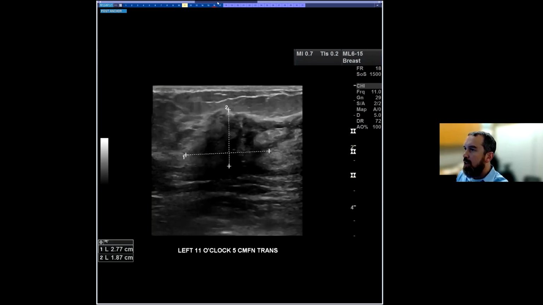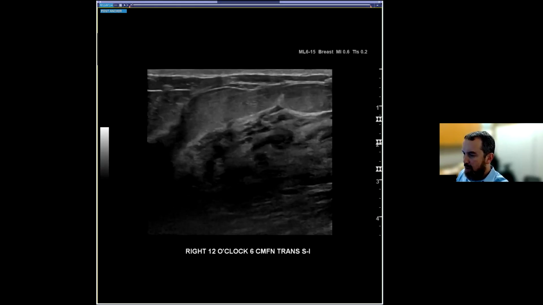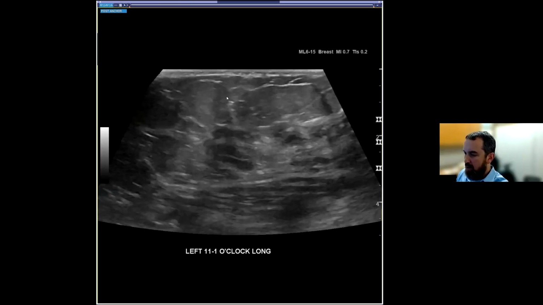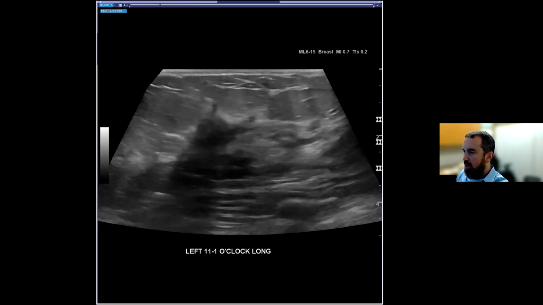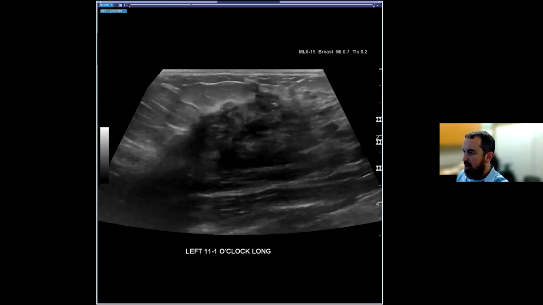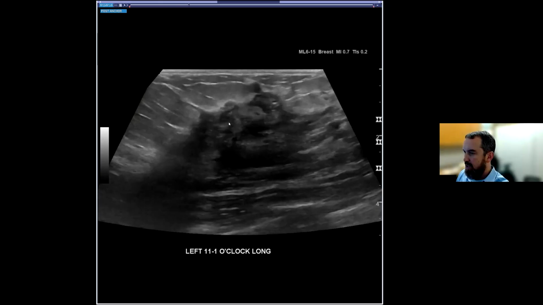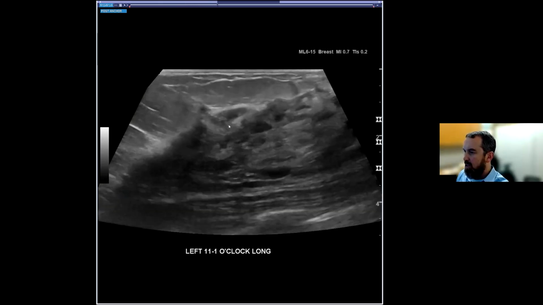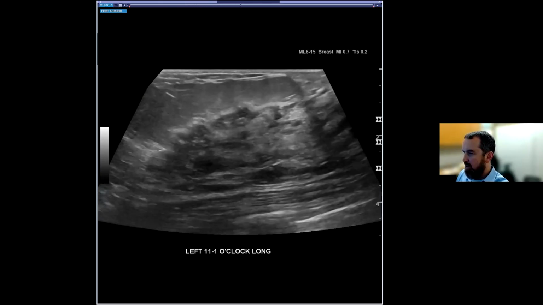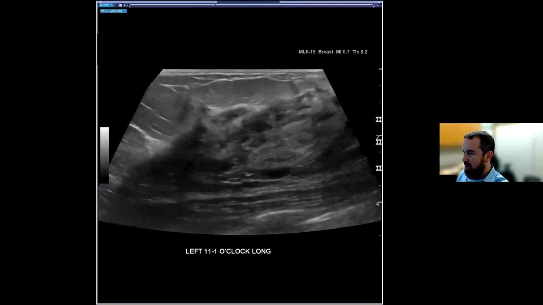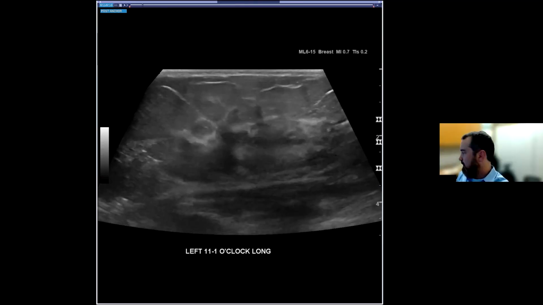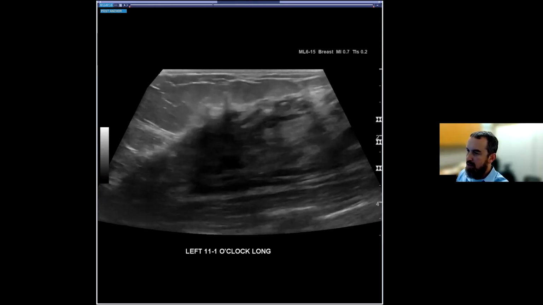If we look at her cine clip from the left side, we can scroll through and you can see some areas that look like there are potentially radiating lines coming out from this mass. And that's the distortion that we see on the mammogram as well. You can tell on the ultrasound, it's a lot more difficult to appreciate distortion, but it's clearly evident on the mammogram. This was subsequently biopsied and was an invasive lobular carcinoma.